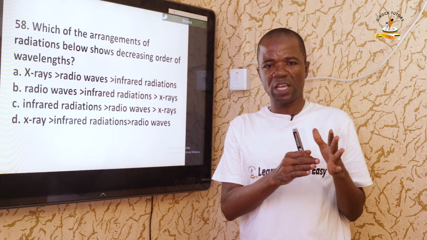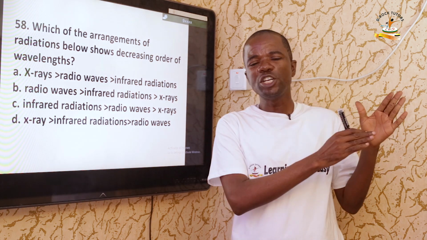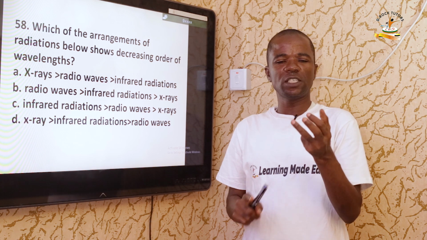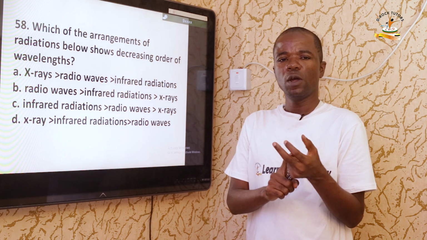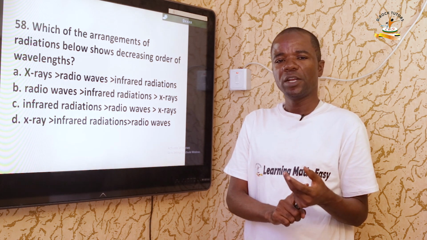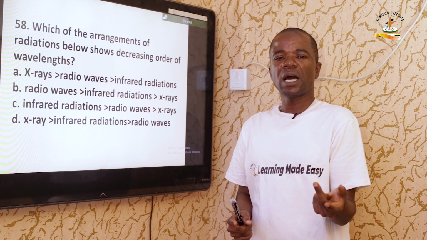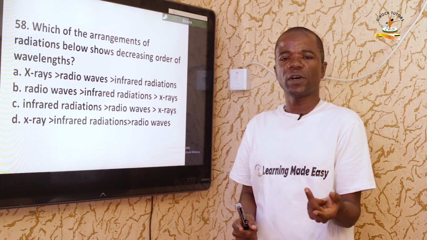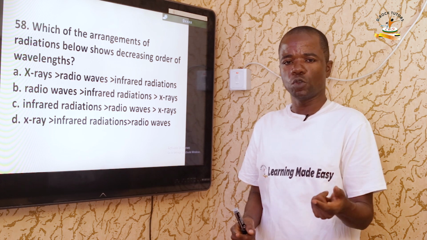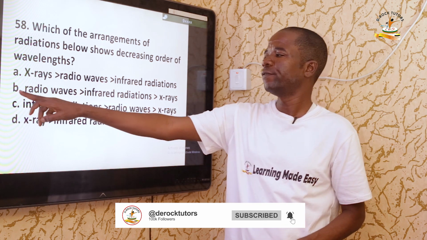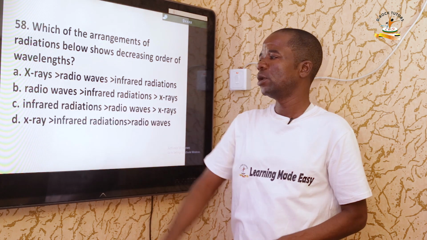So if you want to arrange all of them in decreasing order of their wavelength, we have to start with radio wave. Radio has the longest wavelength, followed by the infrared. Then after that, we come to the visible light. After that, we come to ultraviolet light. And then after that, we come to X-ray. And then finally, we come to gamma ray. So for emphasis, the correct answer is option B.